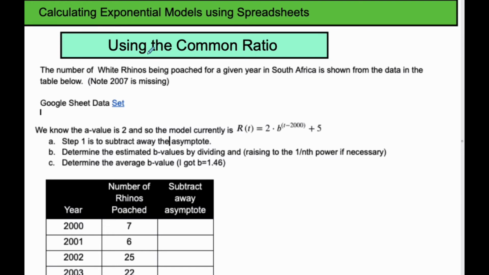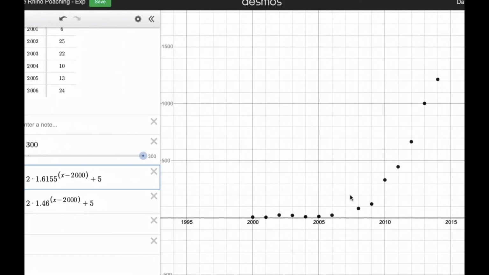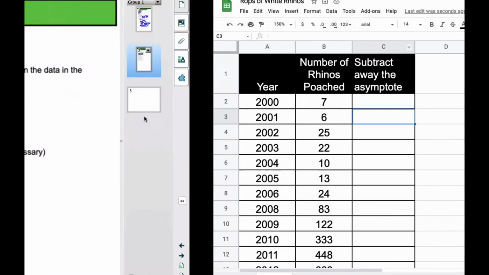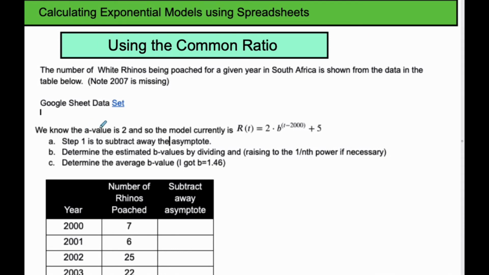Okay, so we're going to be calculating exponential models using spreadsheets, and this is our second method using the idea of a common ratio. And again, we have our white rhinos. It follows this set of data, and we have it on a spreadsheet as well. In this method, we've already figured out the a value is 2. We did that in the last video, and so our model fits this pattern here. Our key is to find the b value, which is the key value overall.